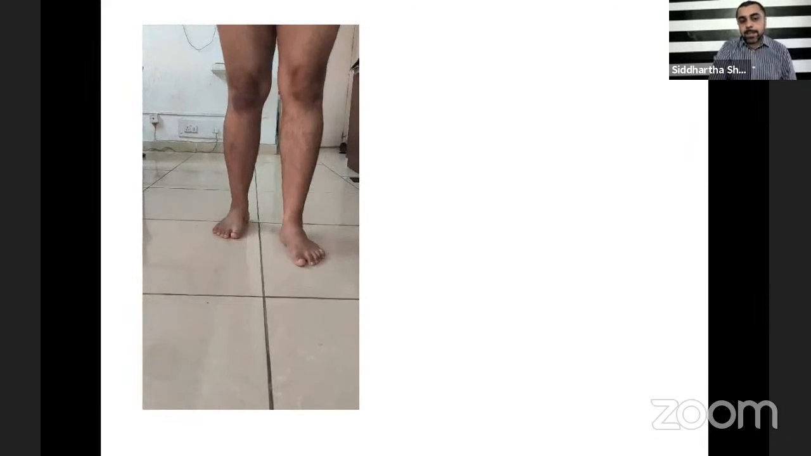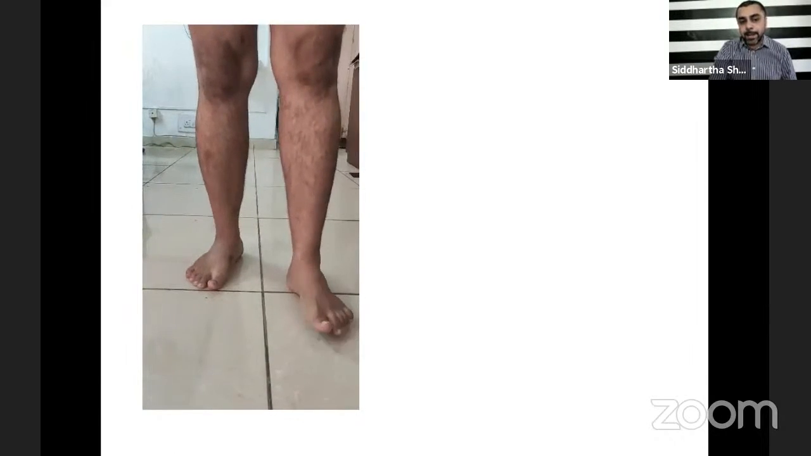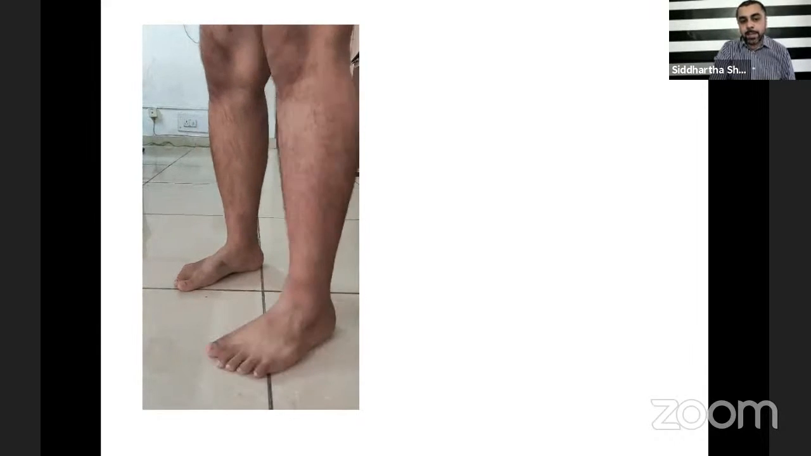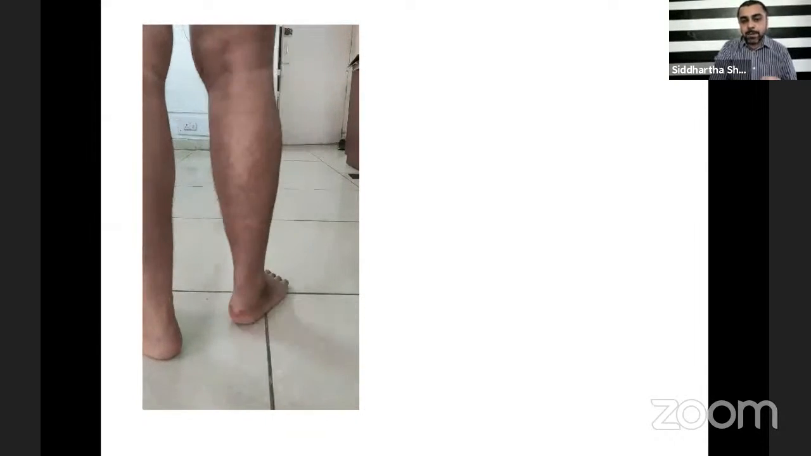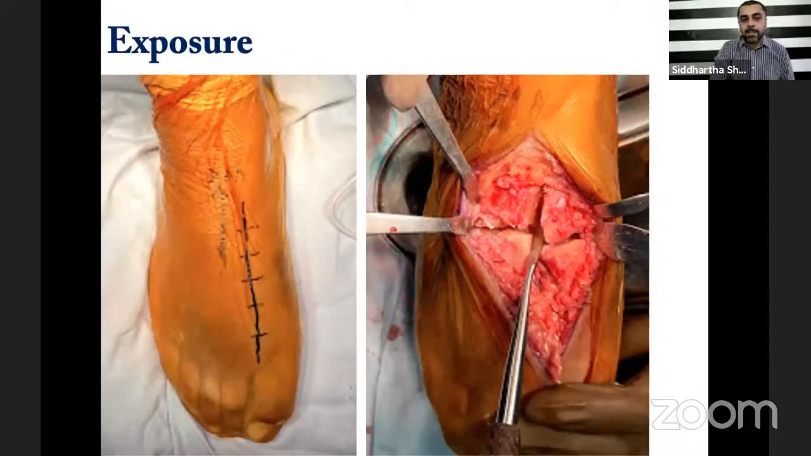The thing that we have noticed is that because they have medial column arthrosis, they tend to walk on the lateral border of the foot, and then you will see that the cavus or the medial arch is more as compared to the normal side. So this is a very consistent finding when you have medial column arthrosis. So the plan in this case was, of course, to do a fusion, but also to restore the second metatarsal anatomy.